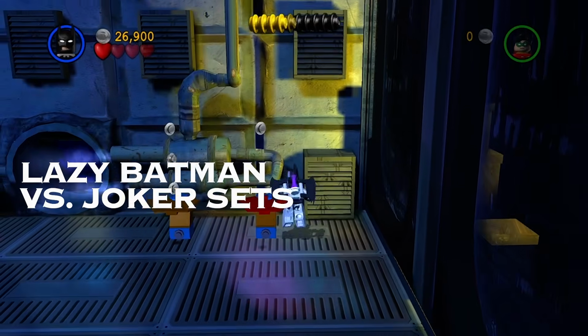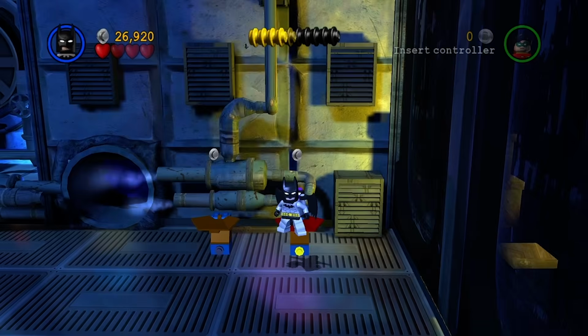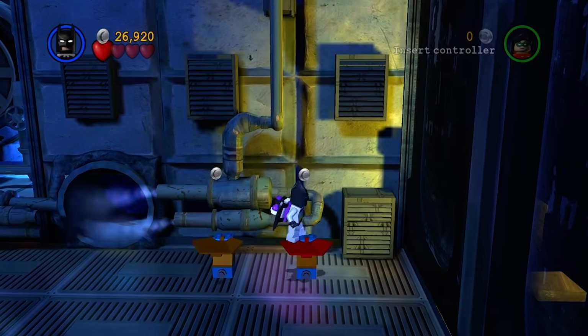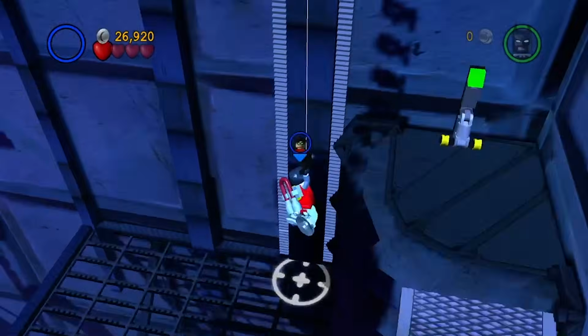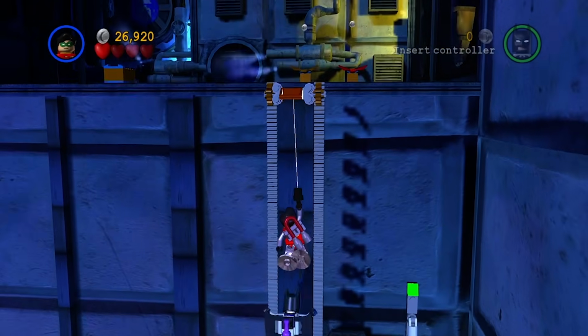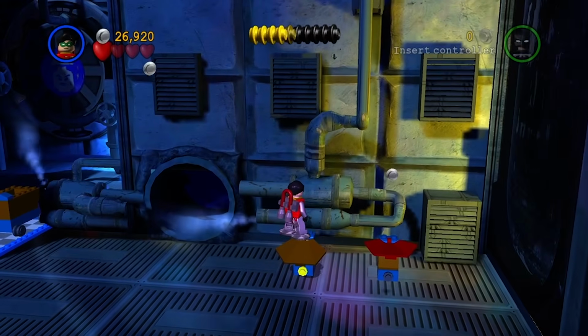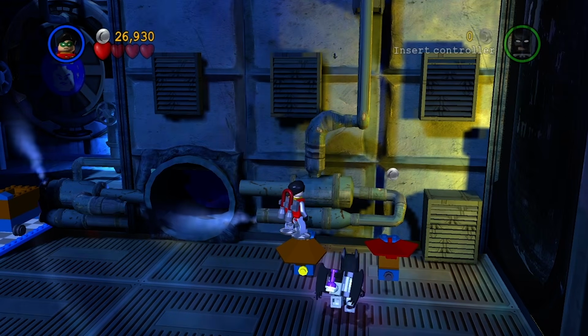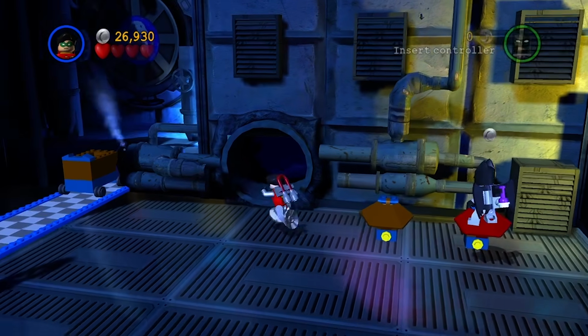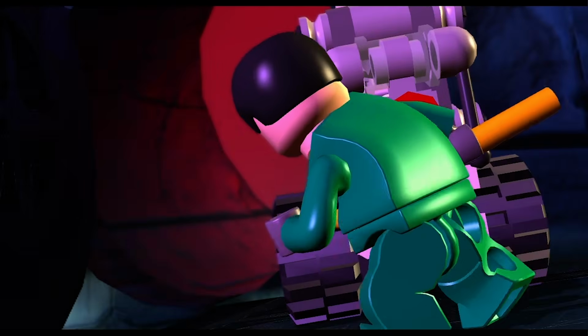Lazy Batman vs. Joker sets. So, in recent years, it seems like LEGO has kind of all but forgotten that it even has the license to make DC superhero sets, because it's really gotten to the point where it just kind of makes a set with Batman, who's either in the Batmobile or the Batwing, and then they kind of throw in a Joker minifigure who's running away on foot, and they just kind of call it a day there.